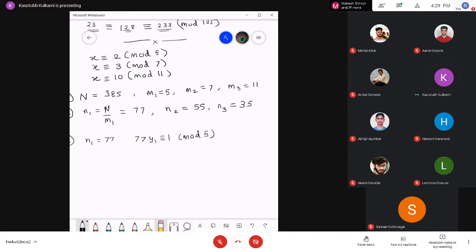What is y1? 3. 3 is correct. 77 into 3 is 231. So y1 is 3. Then similarly find y2. n2 is 55, so 55 y2 is congruent to 1 mod 7. What is y2?